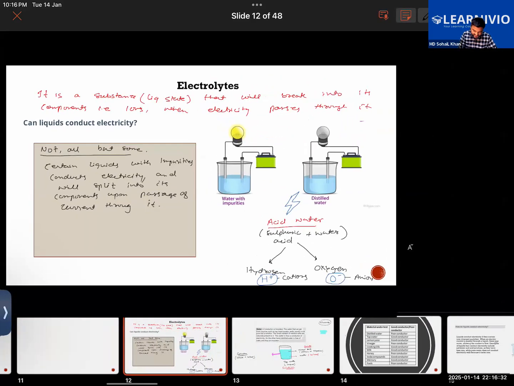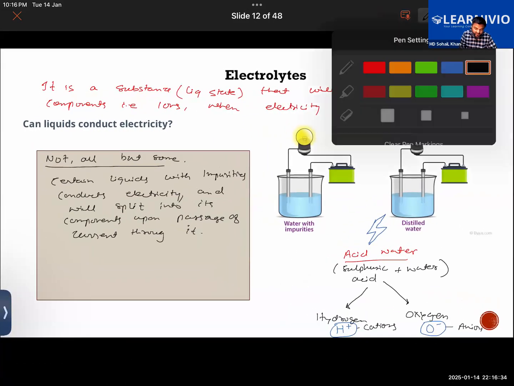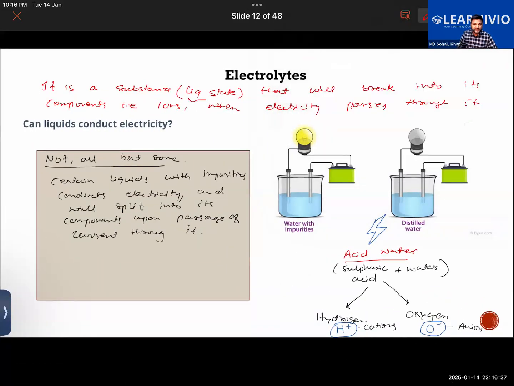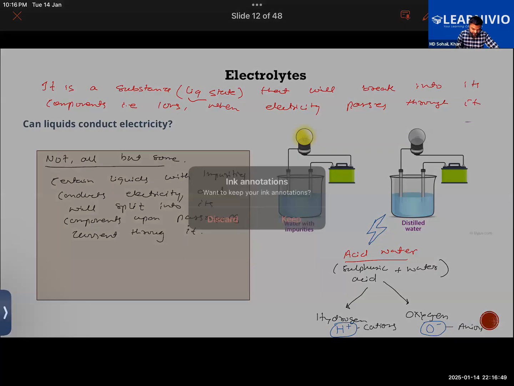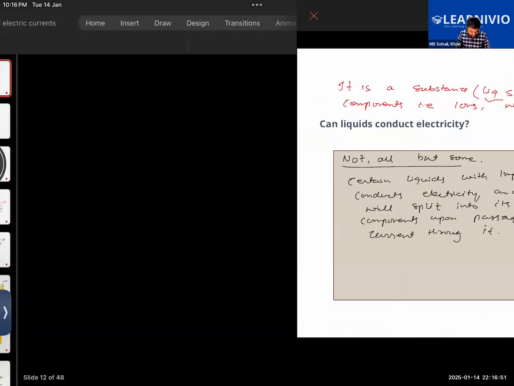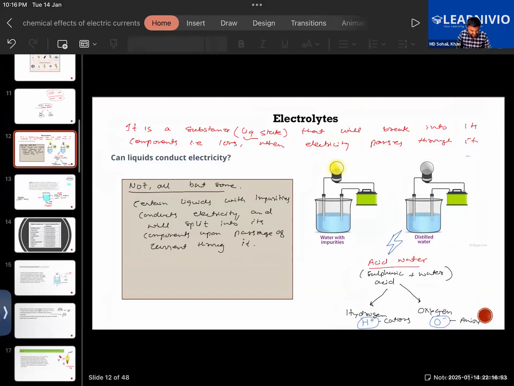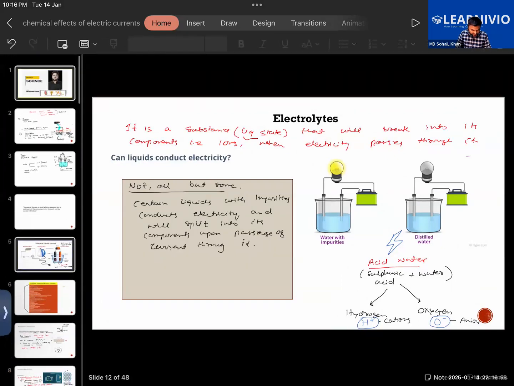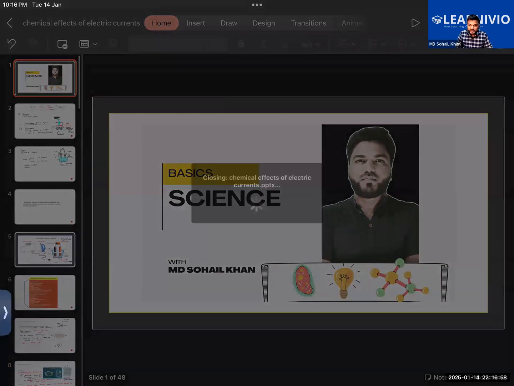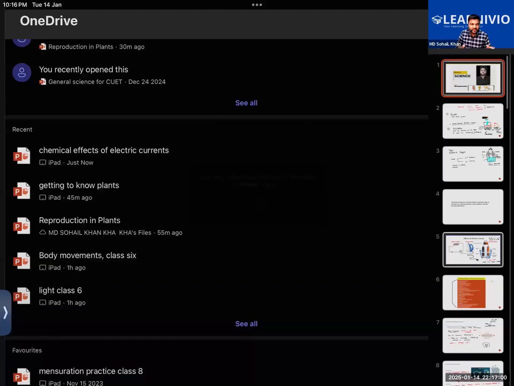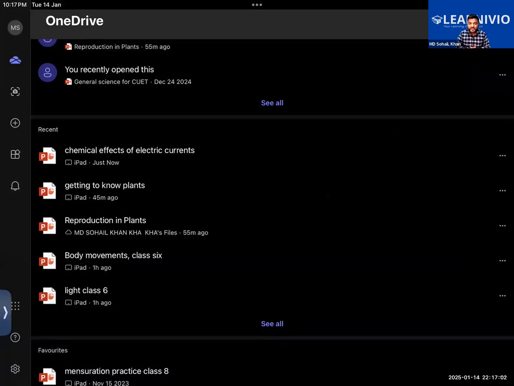So it's a substance in its liquid state. Always keep this in mind that it should be in the liquid state. That will break into components, that is ions, when electricity passes through it. It is also correct to say, Harim, that it contains ions in it. Now you guys tell me, kerosene oil is a good conductor. Will it be a strong electrolyte, or will it be an electrolyte or not? Just tell me this. Kerosene oil.